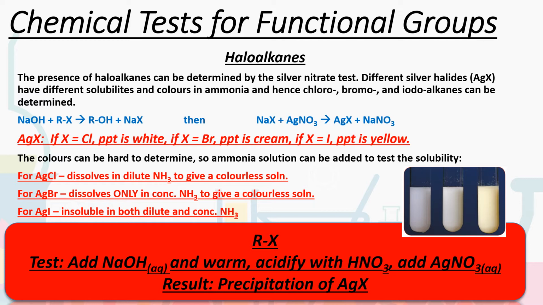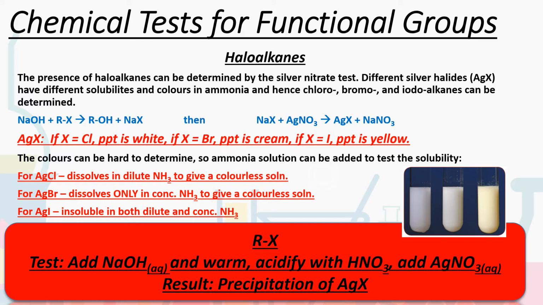If we're doing the reaction with water, then essentially it doesn't matter so much. We can acidify either right at the start or acidify in between the two steps, like here. So add the sodium hydroxide, add the nitric acid, and then add the silver nitrate. And the key thing is we make our silver halide, AgX. Now, if it's silver chloride, the precipitate is white. If it's silver bromide, the precipitate is cream. And if it's silver iodide, the precipitate is yellow.